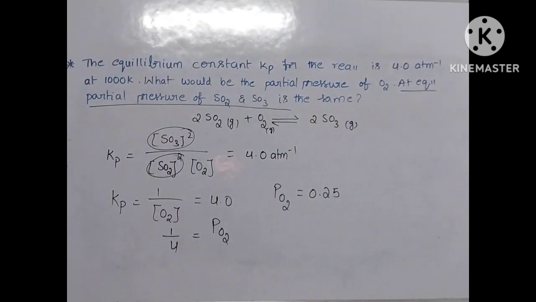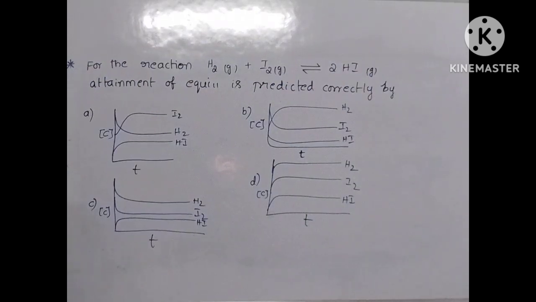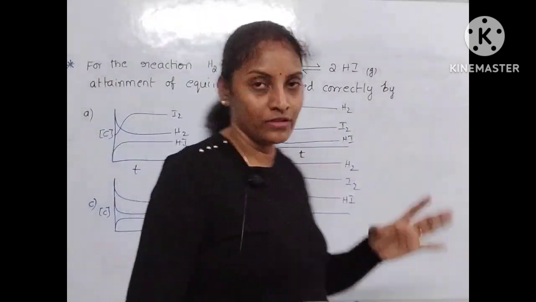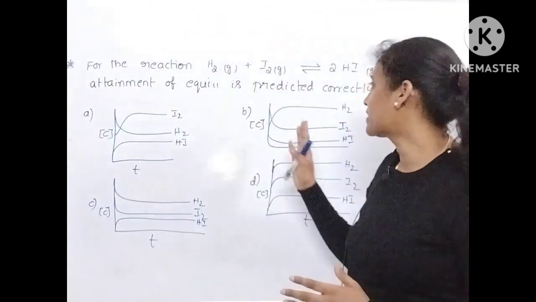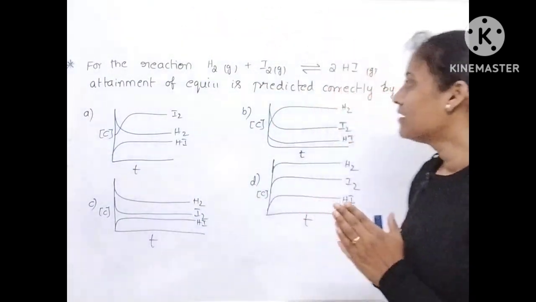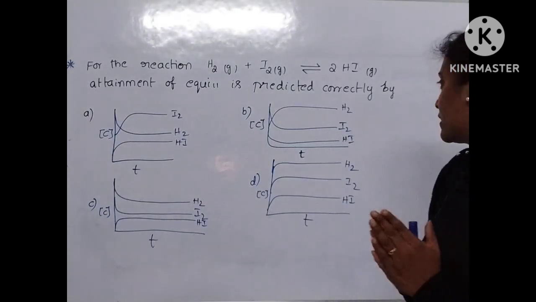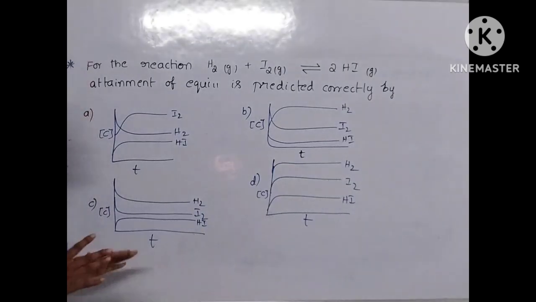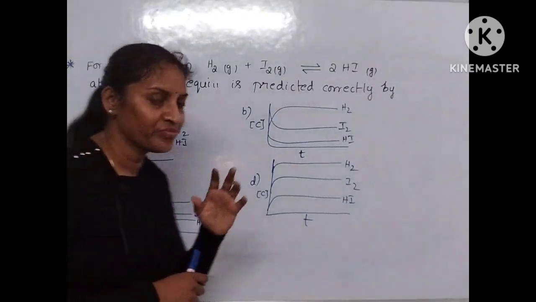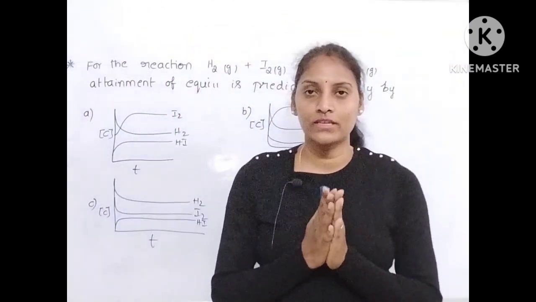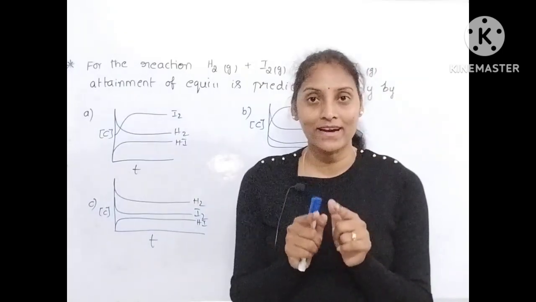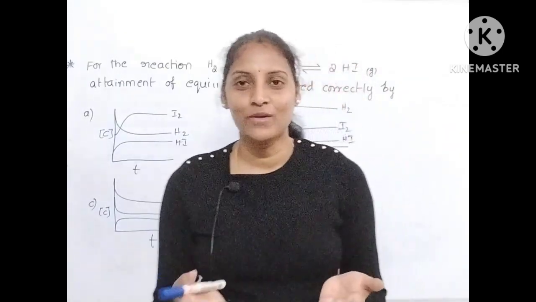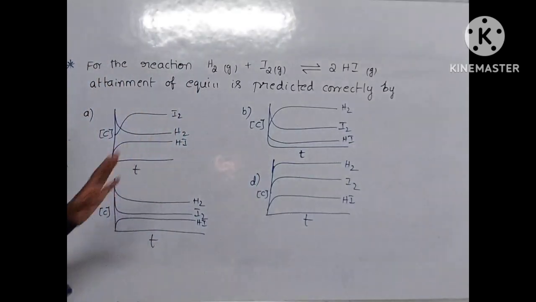This was also mentioned in your previous examination. In this question, for the given reaction H2 plus I2 becomes 2HI, the attainment of equilibrium is predicted correctly by which one of these graphs? You need to identify it. The graph should represent a decrease in reactants concentration and an increase in products concentration. That was mentioned clearly in the third option.